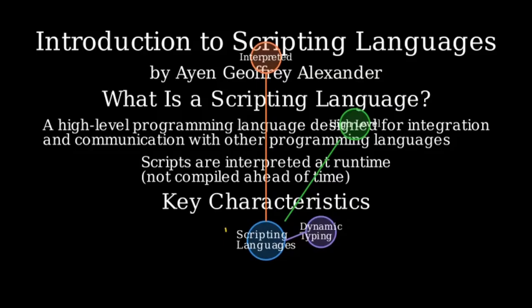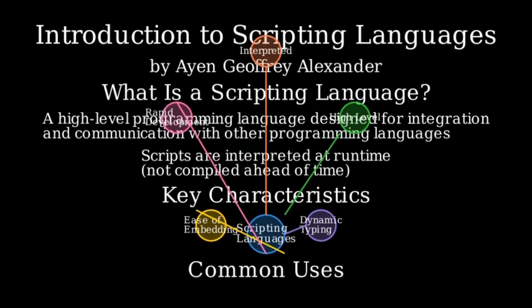Third, they typically use dynamic typing, where variables can hold any type and types are checked at runtime rather than compile time. Fourth, they offer ease of embedding, often being embedded into host applications like Lua in game engines or JavaScript in web browsers. Finally, they support rapid development, making them ideal for quick prototyping, automation, and what we call glue code.